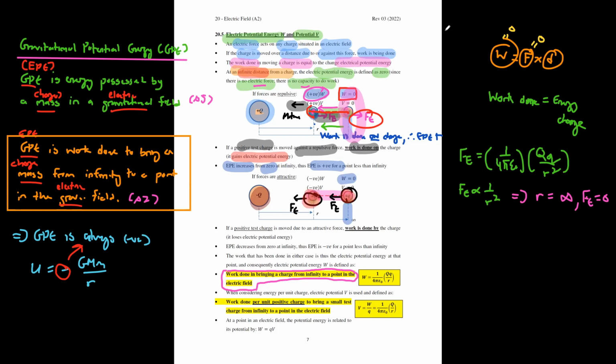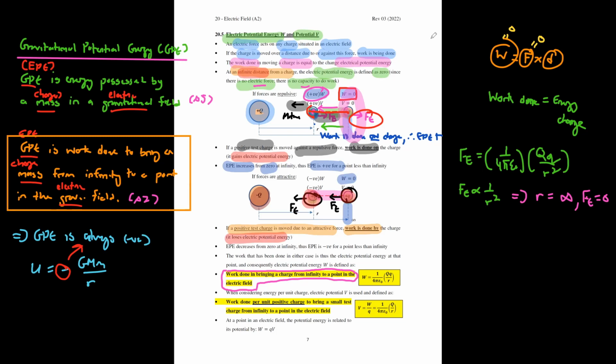Okay, so in our case here, we say that your positive test charge is actually being moved due to the attractive force. Work is actually being done by the charge right now. No one is doing any work on the charge. The charge is actually doing the work by itself. So work is done by the charge. When the charge itself does the work, its energy will decrease. If work is done by the charge, it loses electrical potential energy.